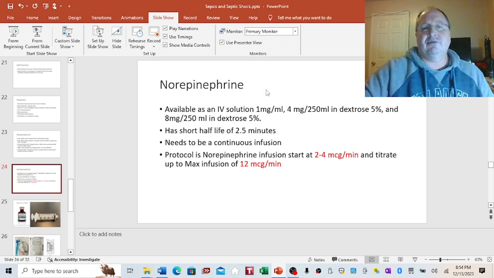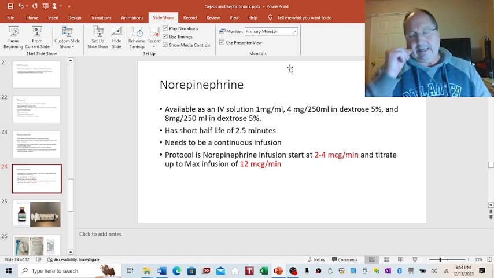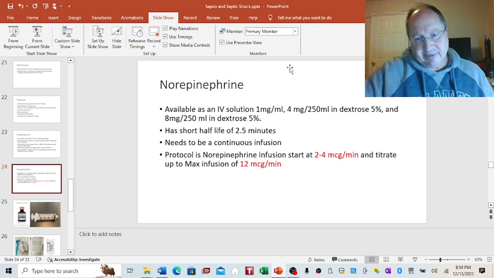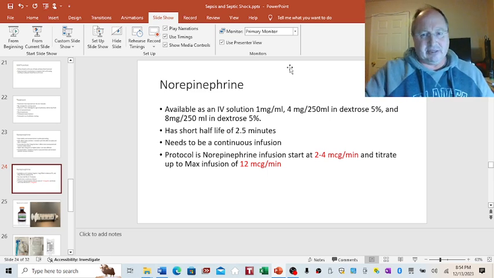Norepinephrine, it's available a couple different ways. It's usually an IV solution, 1 milligram per ml, 4 milligrams in 250 ml of dextrose 5%, or you have 8 milligrams in 250. Like I said, there's some places that it's mixed. A lot of places you're going to get vials. You're going to have to mix it yourself.